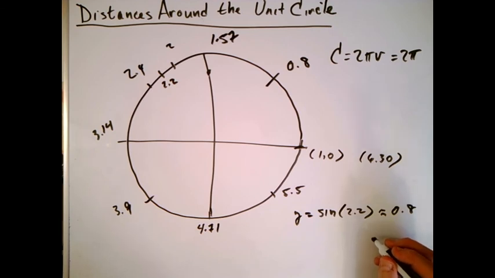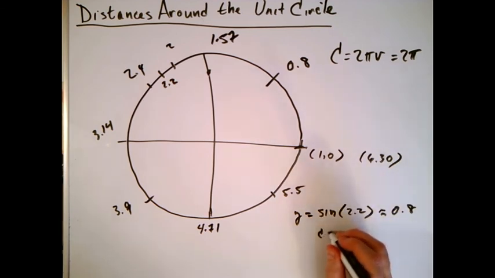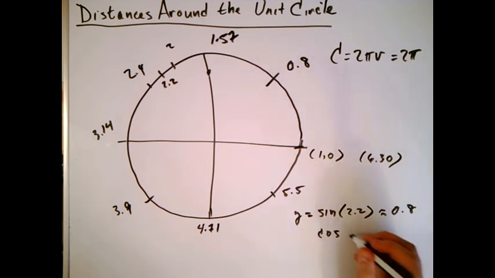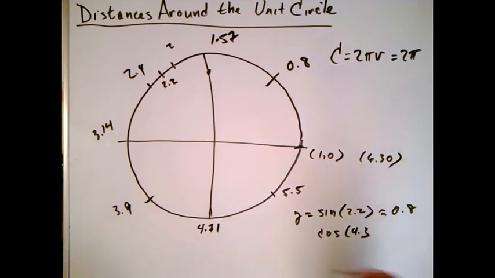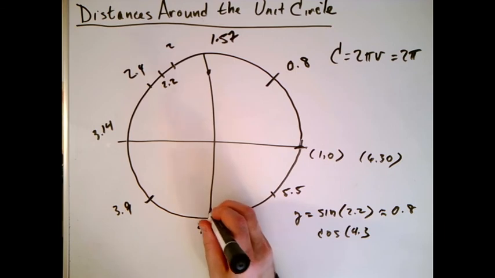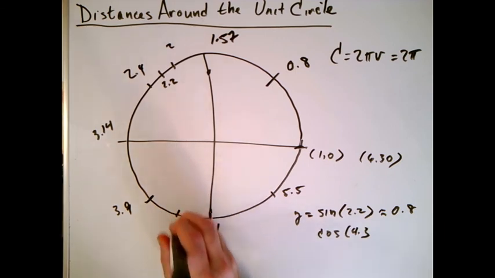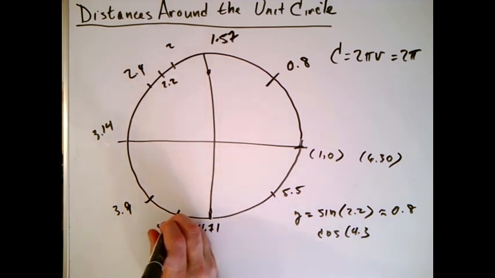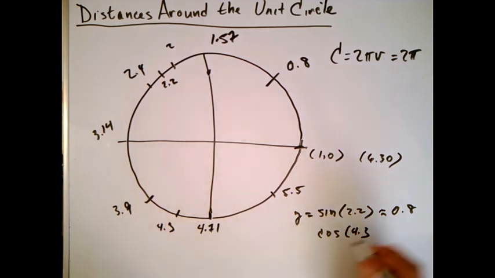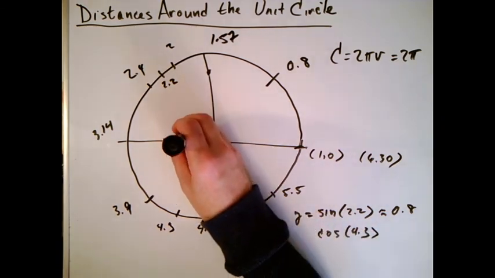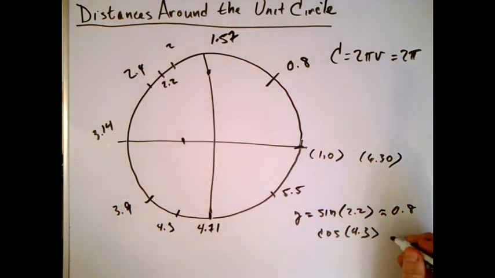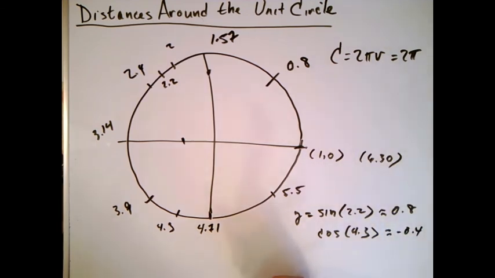And if I want to estimate something like, I don't know, the cosine of 4.3, I know that 3.9 is here, 4.7 is here, 4.3 is exactly pretty much in the middle, and we would want the x-coordinate of that. The x-coordinate of that is about there. That looks about negative 0.4-ish, 0.5-ish if you want to do it that way.